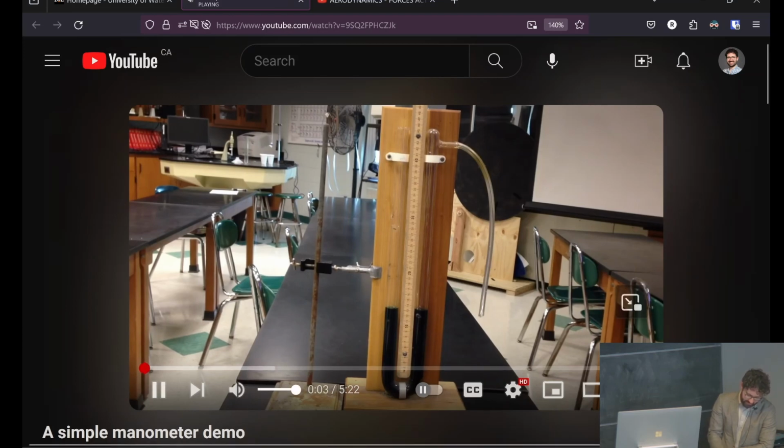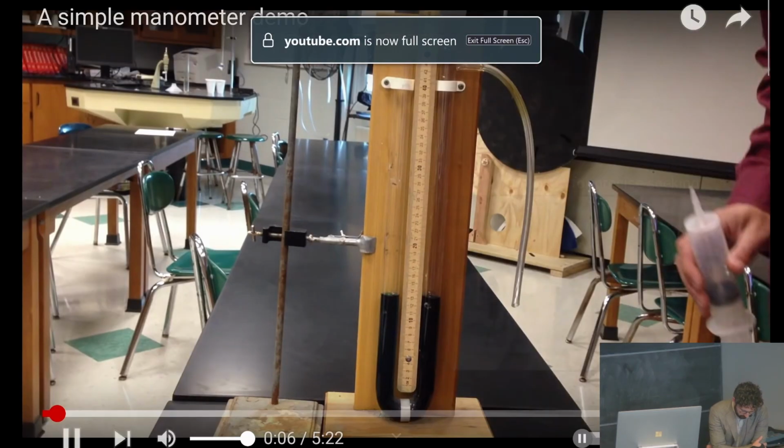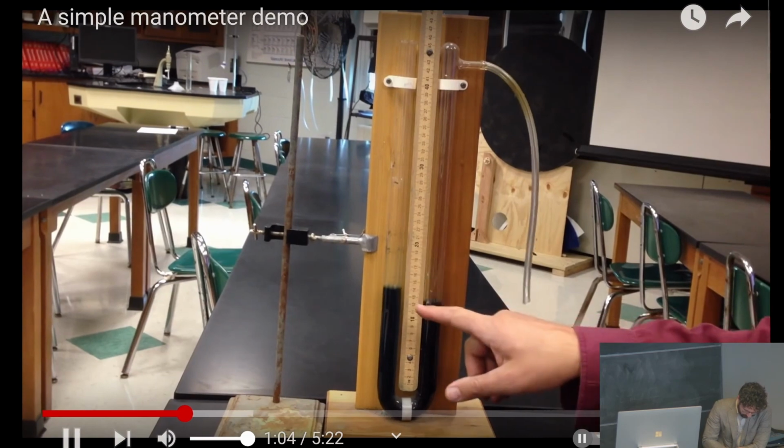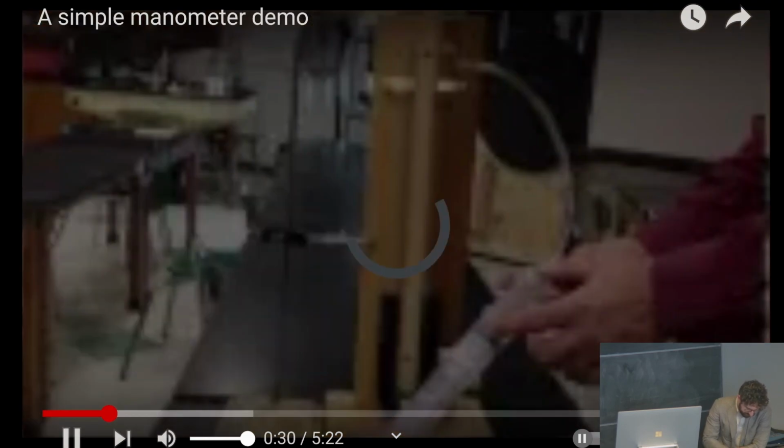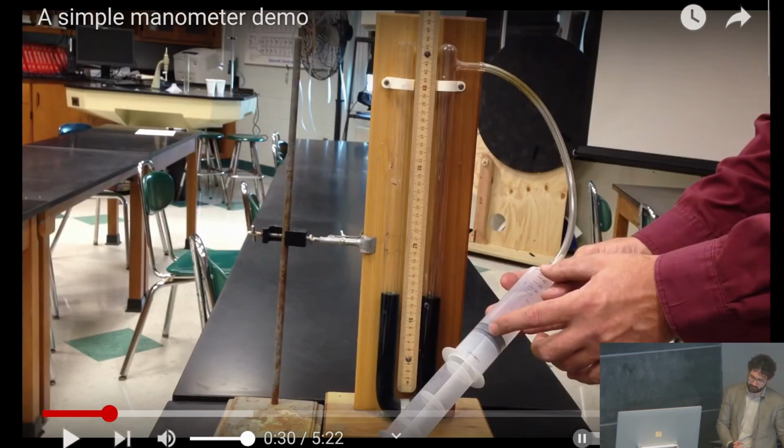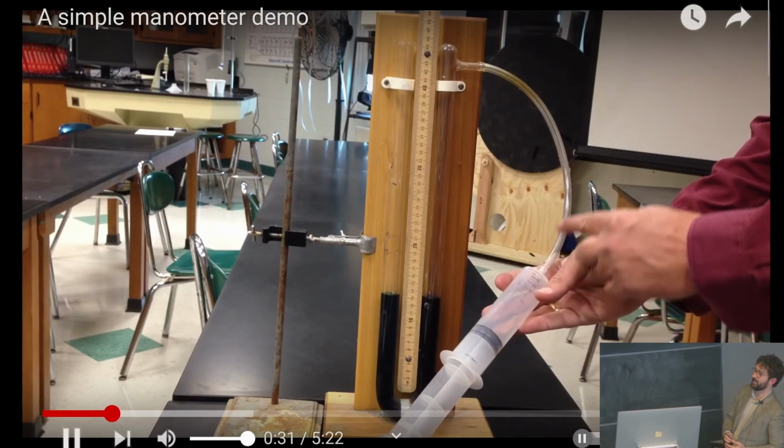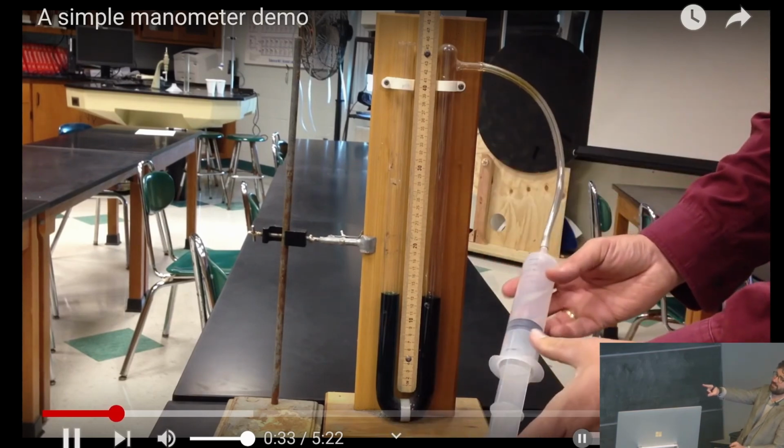So this is a demo, nothing too crazy. I've got an open-ended U-tube manometer here, and you can see the levels are equal. He has a syringe attached to this, so there's a trapped amount of gas in the area attached to the syringe, and it's filled with fluid.